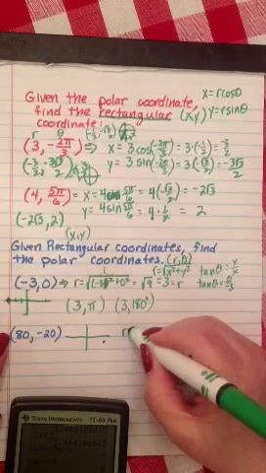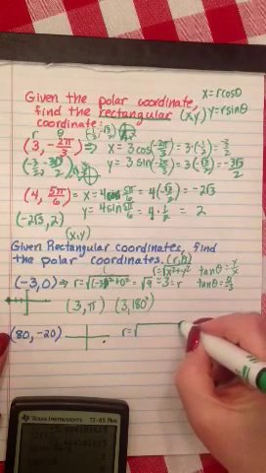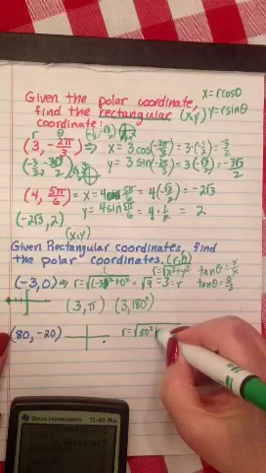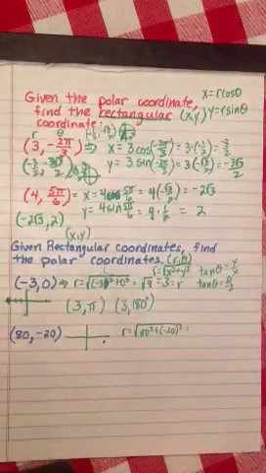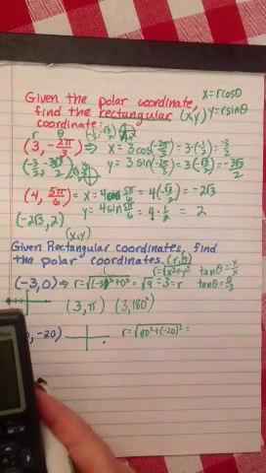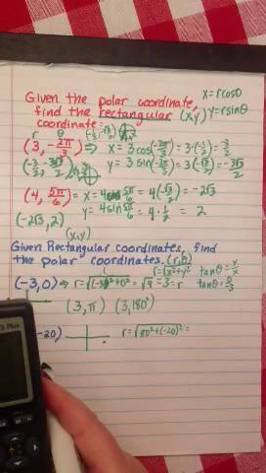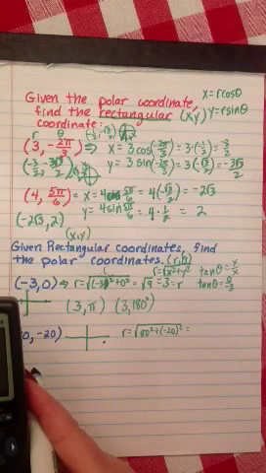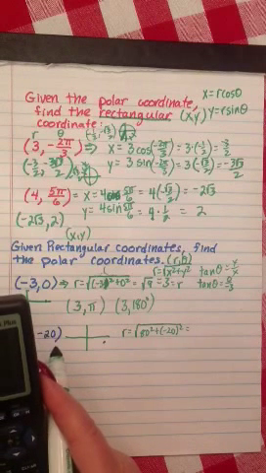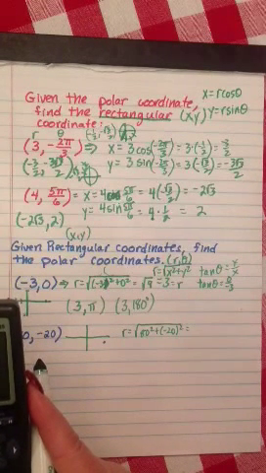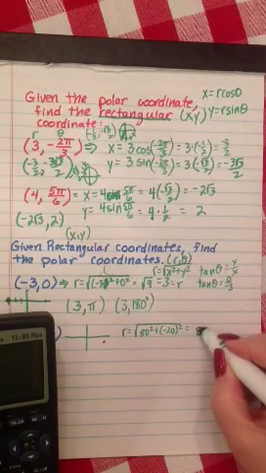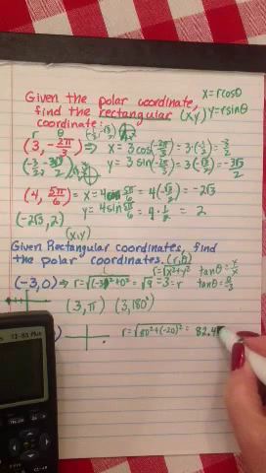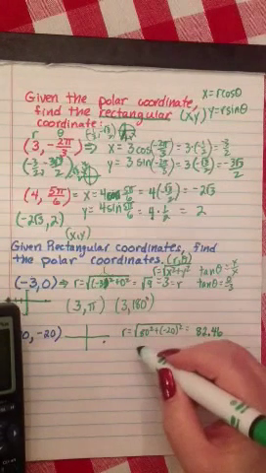Okay, so r is equal to the square root of 80 squared plus negative 20 squared. And you just do that on your calculator, not really a big deal. Square root of 80 squared plus 20 squared. It doesn't really matter that it's negative because it would come out to be positive anyway. And so I get that it is 82.46. That's what our r is.